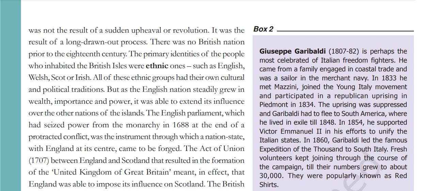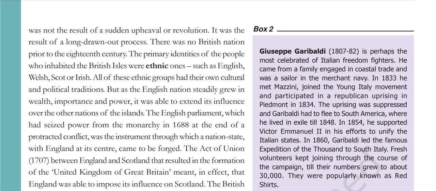The primary identities of the people who inhabited the British Isles were ethnic ones such as English, Welsh, Scot, or Irish. All of these ethnic groups had their own cultural and political traditions. But as the English nation steadily grew in wealth and importance and power, it was able to extend its influence over the other nations of the islands. The English Parliament, which had seized power from the monarchy in 1688 at the end of a protracted conflict, was the instrument through which a nation state with England at its centre came to be forged.